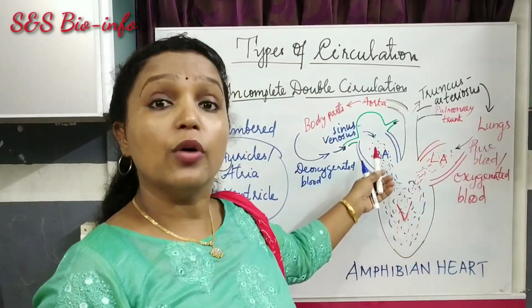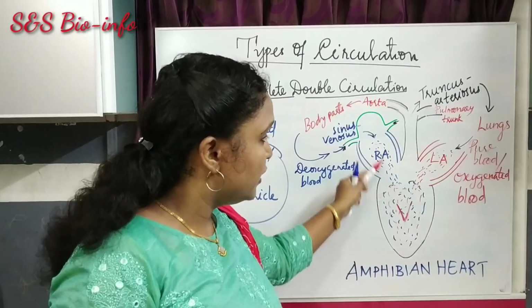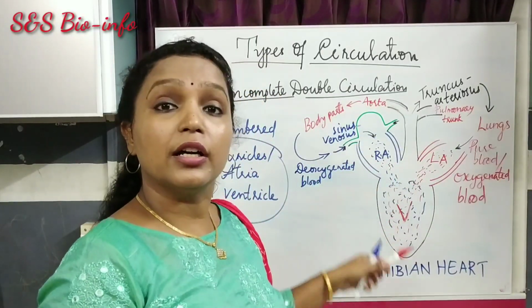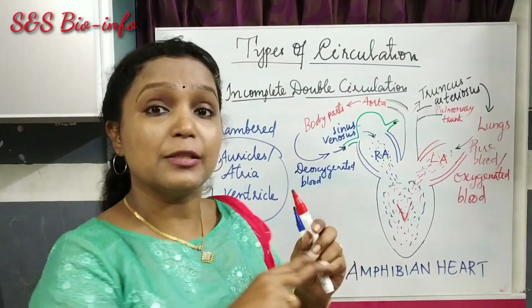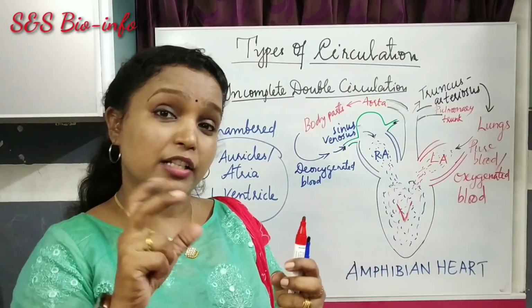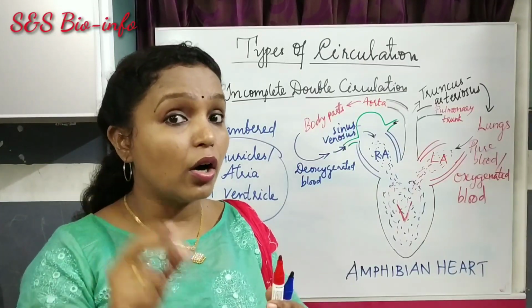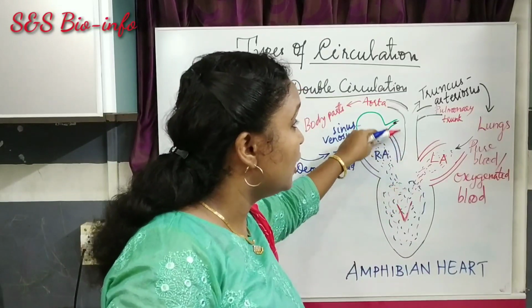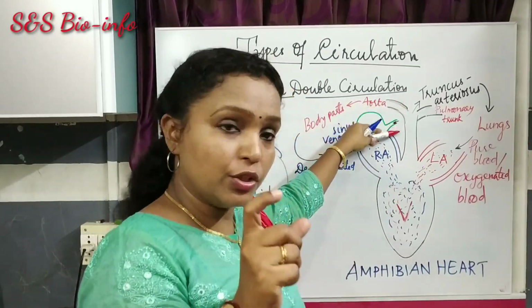So let's see how it happens. These two bloods get into the ventricle. Here both bloods are mixed, forming mixed blood. That means it contains both carbon dioxide and oxygen. Such mixed blood is pumped through the truncus arteriosus, the main tube.